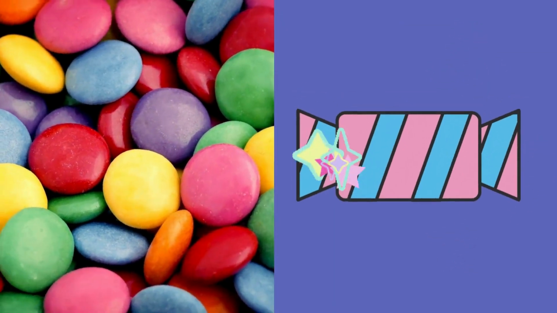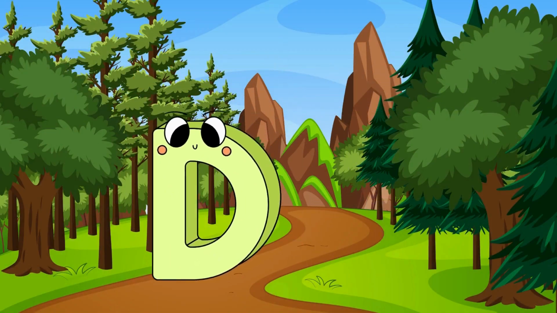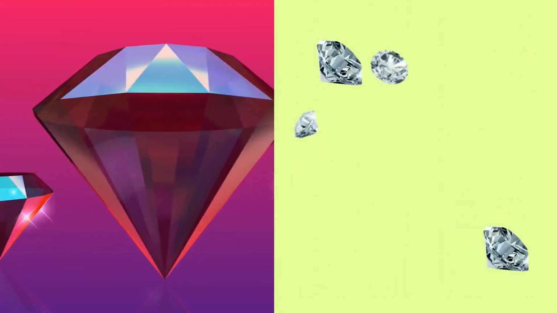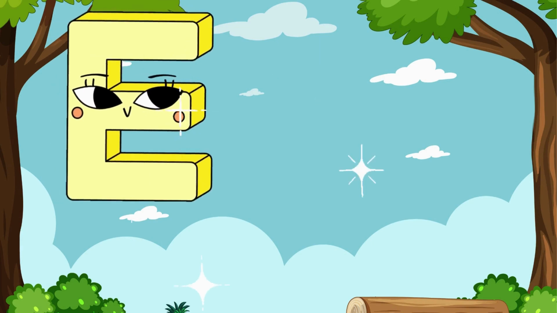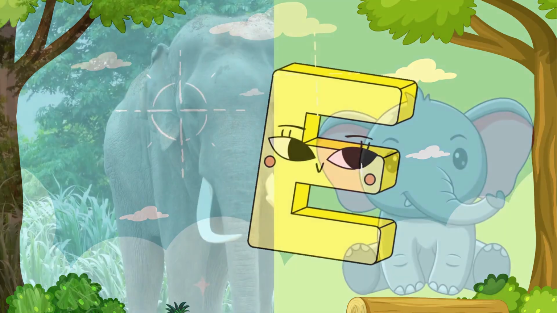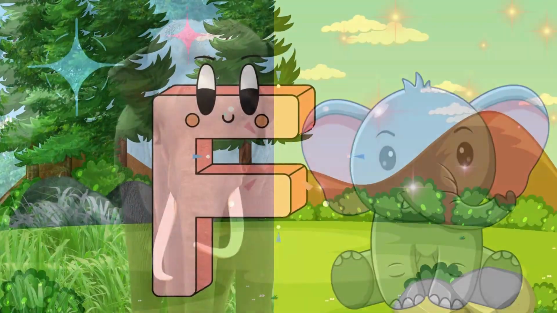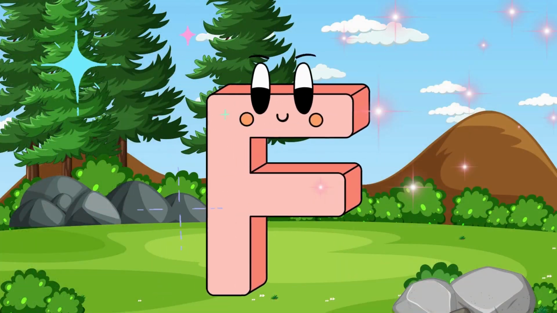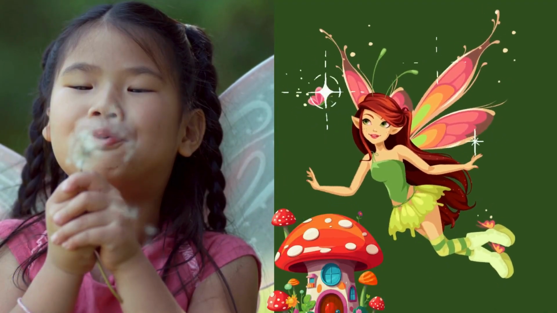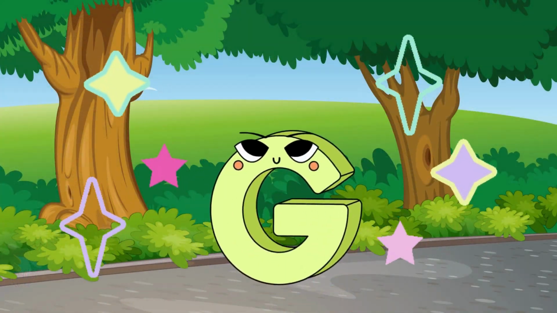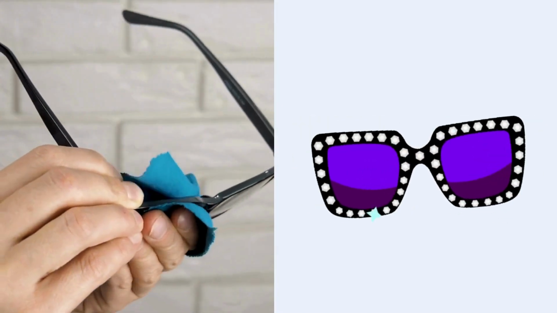D is for diamond. E is for elephant. F is for fairy. G is for glasses.